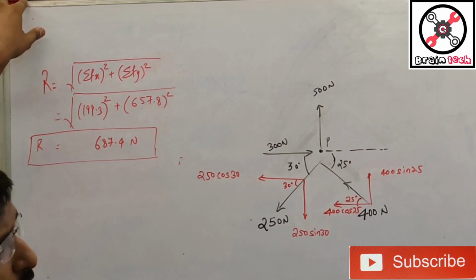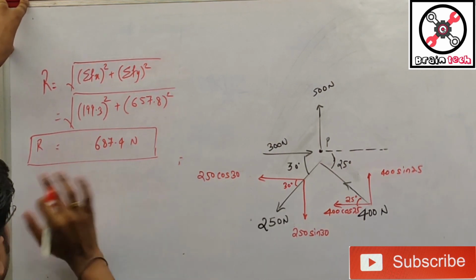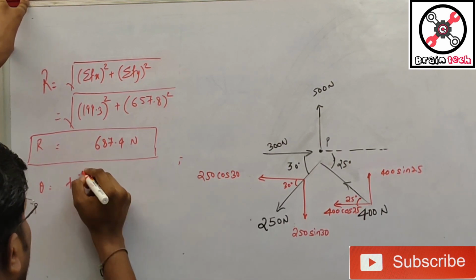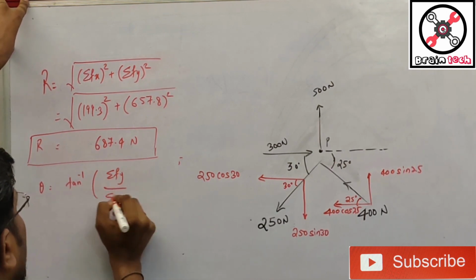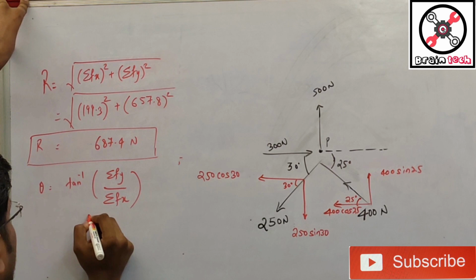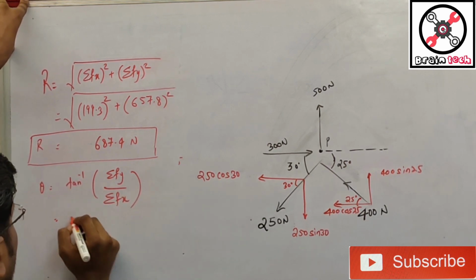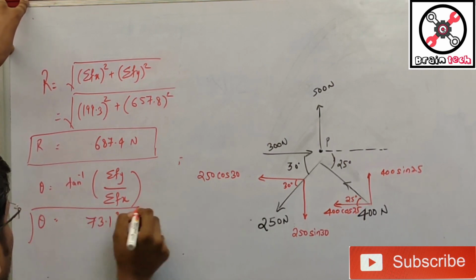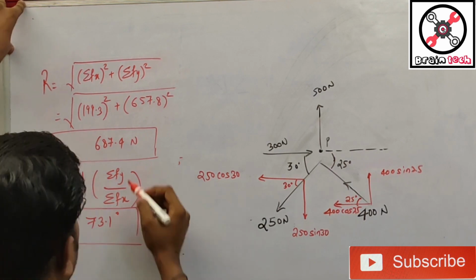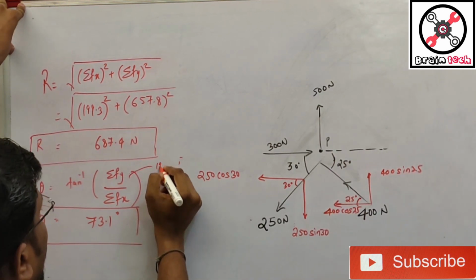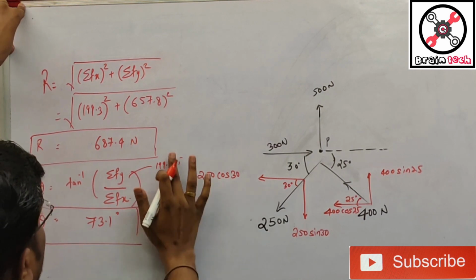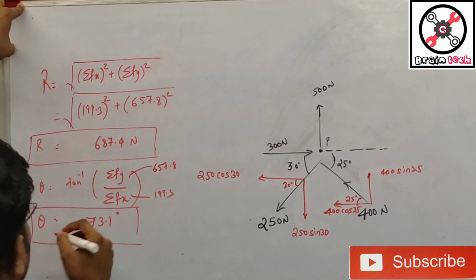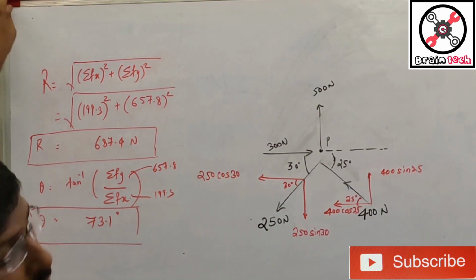Now always remember, in type 1 problem you have to show the directions also, always, whether they ask or they don't ask. So theta is tan inverse of summation f of y upon summation f of x. When you put the values, 657.8 and 199.3, it comes out to be 73.1 degrees. So this is the value of theta, and that's all with the sum.